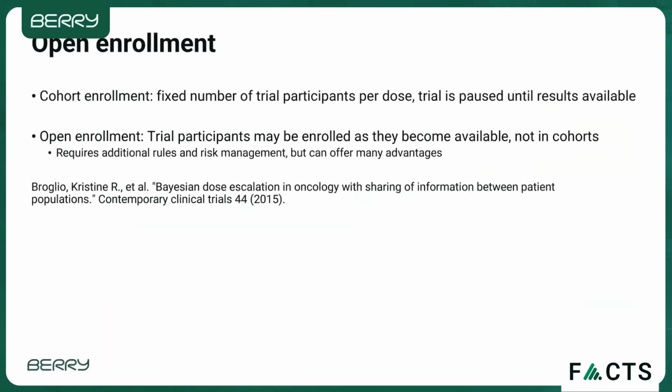Let's now talk about open enrollment. I don't know if this is something Tom already touched upon last week, but in cohort enrollment, what we're usually doing is assigning a fixed number of trial participants to a dose. We wait until, mostly, 3 patients become available, and we start treating them. We treat them for a certain time. We observe them for a while. And after that, we see how many of those had a dose-limiting toxicity. Then based on that, the algorithm tells us if we should stay at this dose level, escalate, de-escalate, or if we're finished.